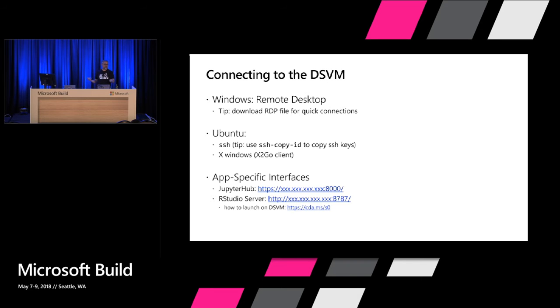Or if you like to use X Windows, you can use the X2Go client to get either an entire X Windows interface or even individual applications. I'll show you a quick demo of that, but I tend not to use that too much myself. The main things that I use when I interface into these virtual machines are the application-specific interfaces, mainly JupyterHub for Python and TensorFlow type things. And when I'm working in R, I can interface into RStudio Server.